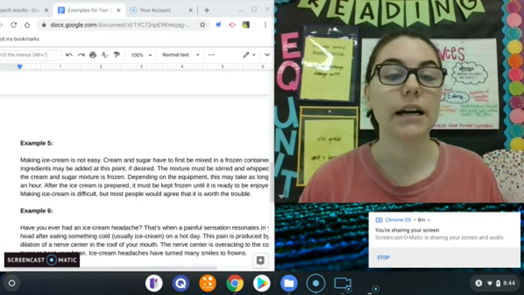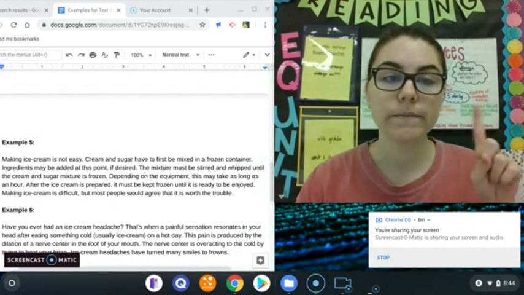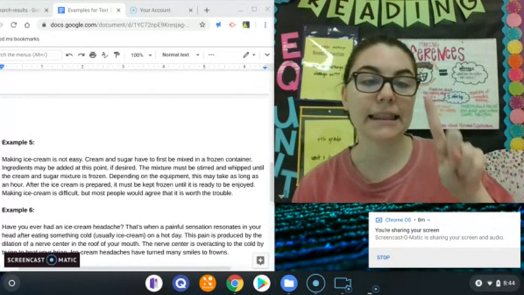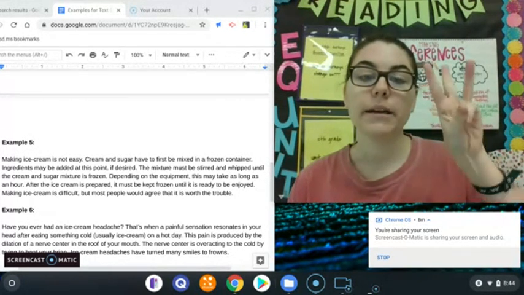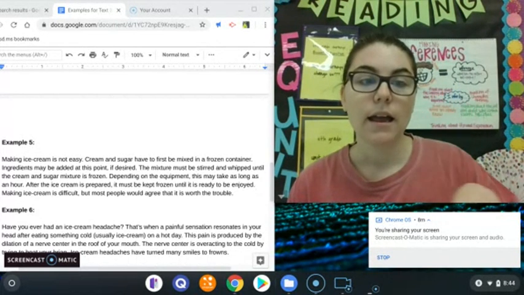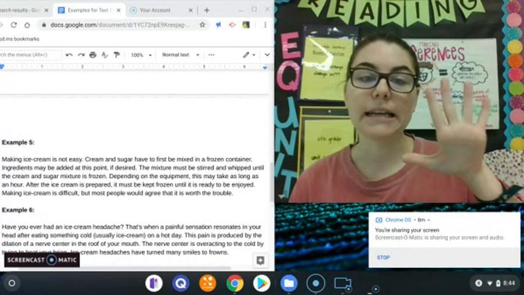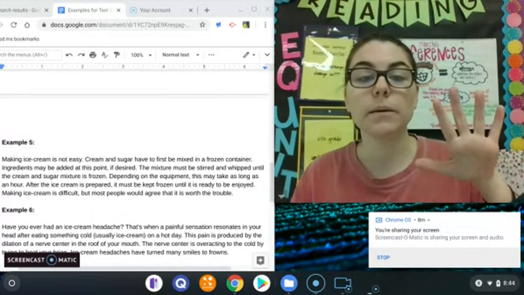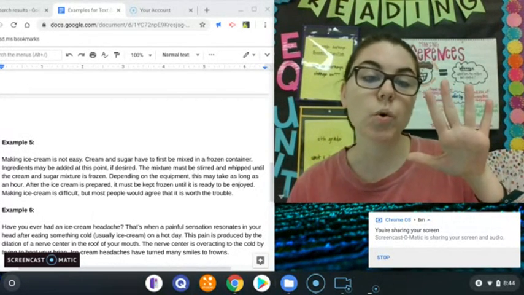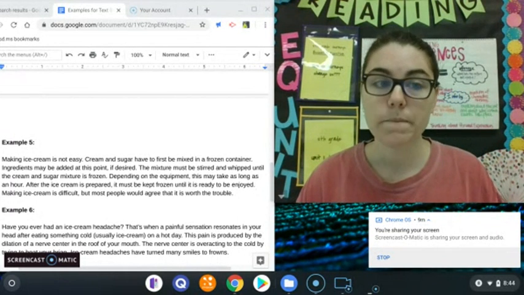Making ice cream is not easy. Cream and sugar have to first be mixed in a frozen container. Ingredients need to be added at this point if desired. The mixture must be stirred and whipped until the cream and sugar is frozen. It could take up to an hour, and after it is prepared, it needs to be kept frozen until ready to be enjoyed. And it lets us know that it's difficult, but it's not worth the trouble.